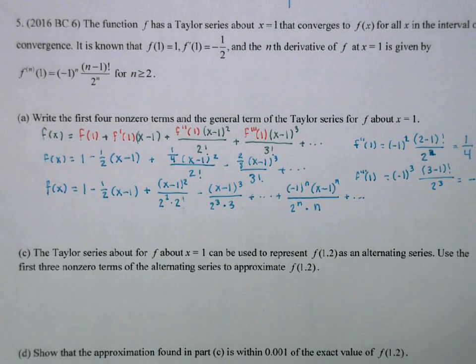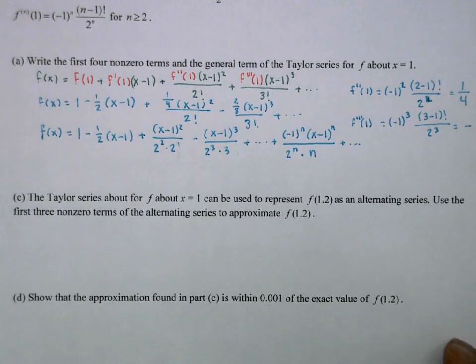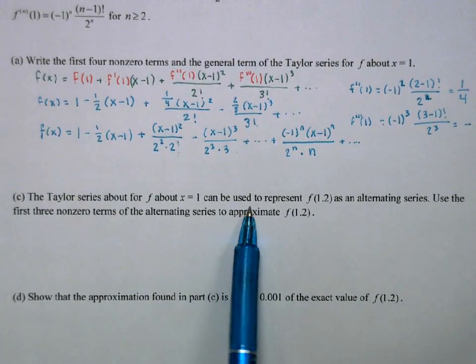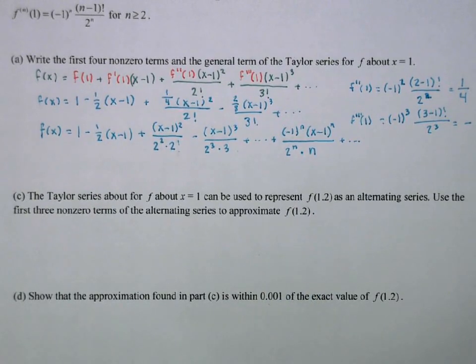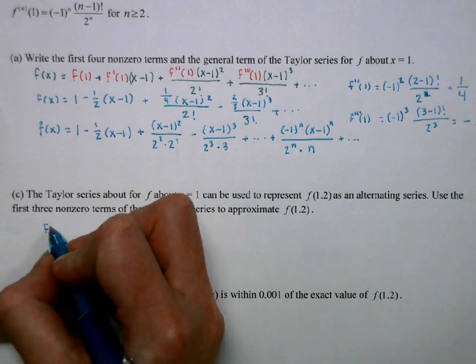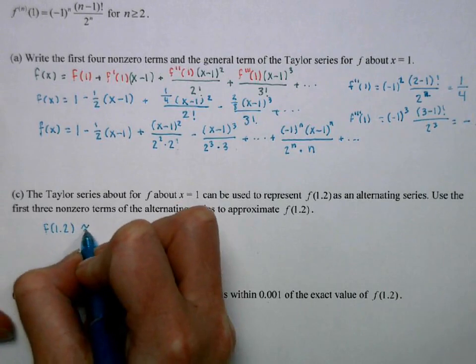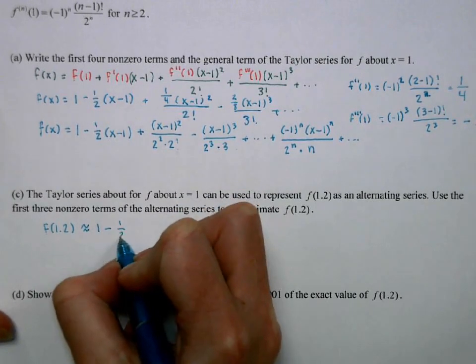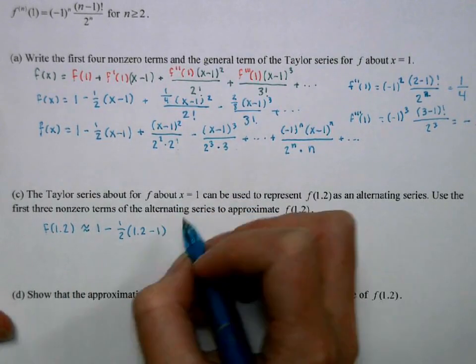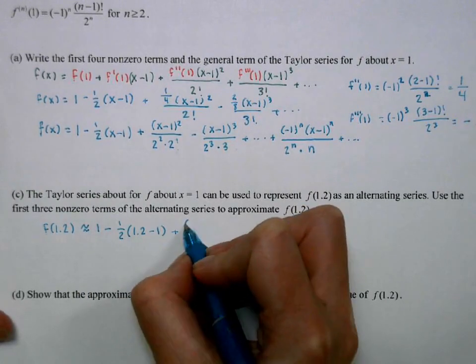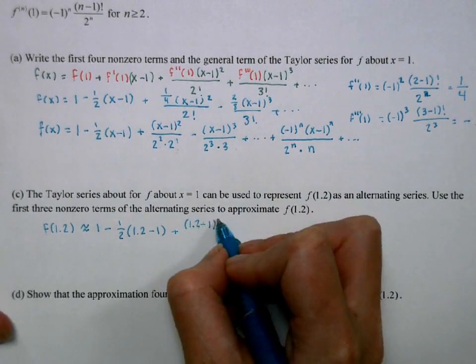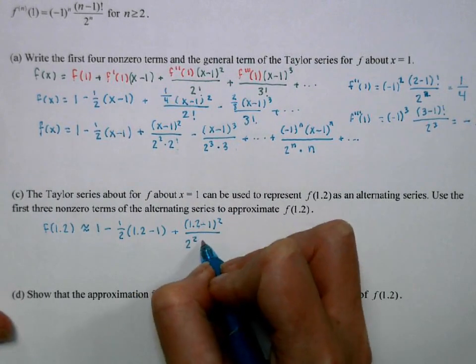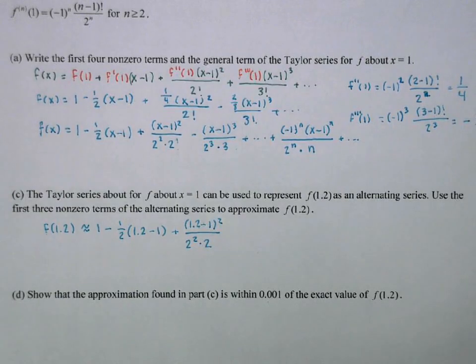Okay, now that we have our Taylor series, it says we can use that Taylor series to represent f of 1.2 as an alternating series. So we're going to use the first 3 non-zero terms to approximate f of 1.2. Is approximately 1.2 minus 1 squared over 2 squared times 2. Since that is a numerical answer, we can leave it just like that.